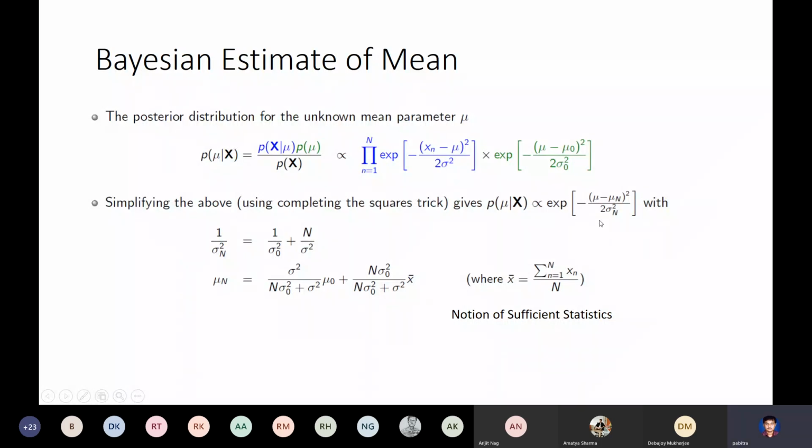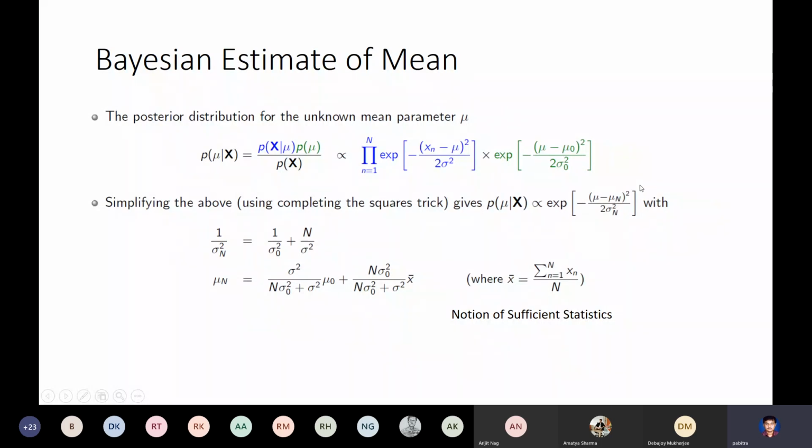But it is a Gaussian with a different mean than the original mu naught and sigma naught. So mu naught, sigma naught is the prior. After observing n data points, it still stays a Gaussian, but with a revised mu and sigma, an updated form of mu naught, sigma naught. What is the updated form? Let's say this is the updated form after observing capital N observations. So I call it sigma n and mu n.